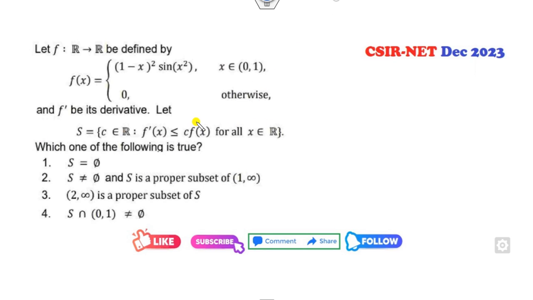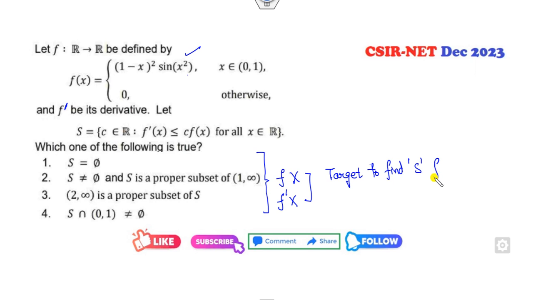Okay, look at this another one. f is the function which is given to you, f' is the derivative, S is given here. Which of the following statements are correct? If you look at the options, they are not talking about anything about f, and not about f'. Everything is dependent on S. So it means your target is to find S firstly.